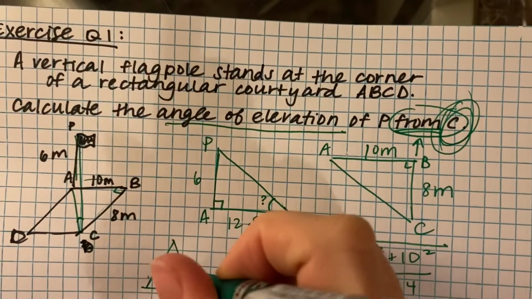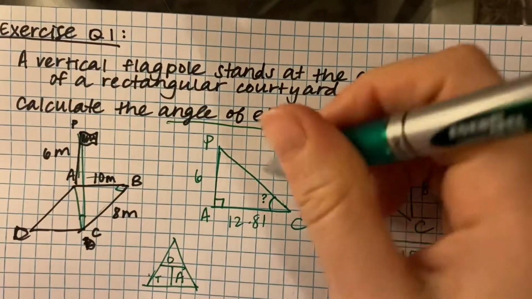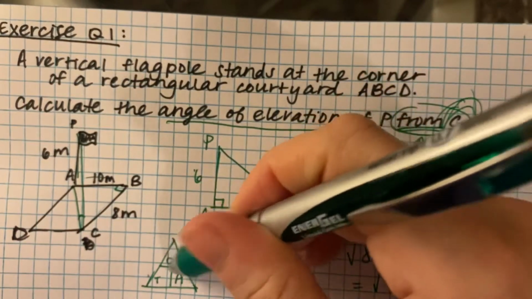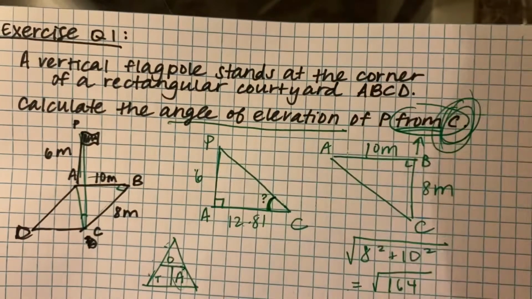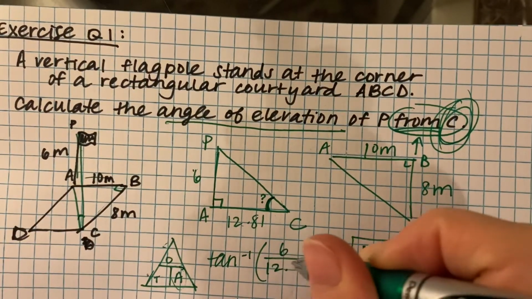Since we're finding the angle, we need to use the inverse of the function that's appropriate for opposite and adjacent, which is tangent. So you use inverse tangent, opposite divided by adjacent.